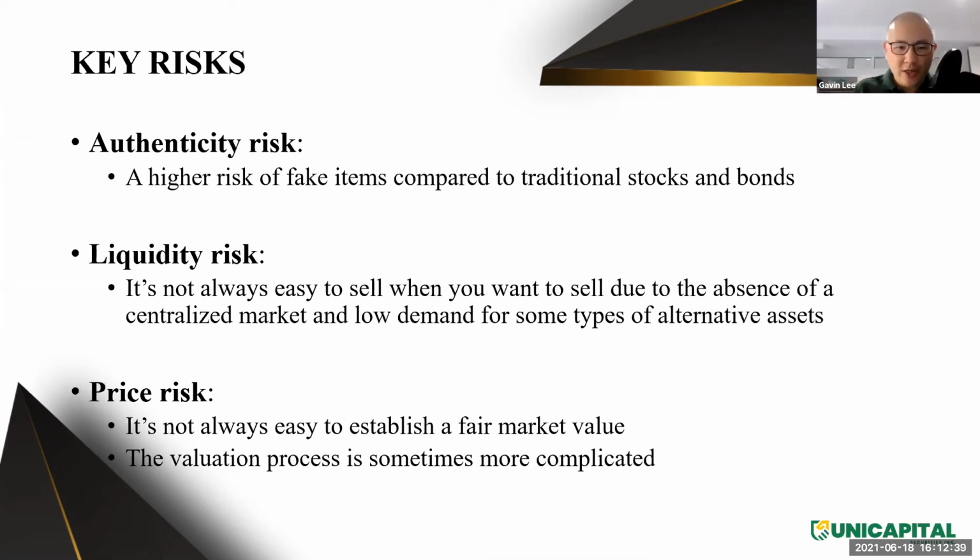Now, for stocks, we take liquidity risk for granted because the stock exchange is there. We can buy or sell the stocks anytime that we want. Now, for artworks, for example, a painting, it's difficult to find a buyer if you want to sell a painting. It's difficult to find a painting that you want to buy at a good price. So that's called liquidity risk. So things like real estate, a condominium, a property, a stamp, a coin. So these things have liquidity risk. And then there's price risk. So it's sometimes difficult to establish a fair value.